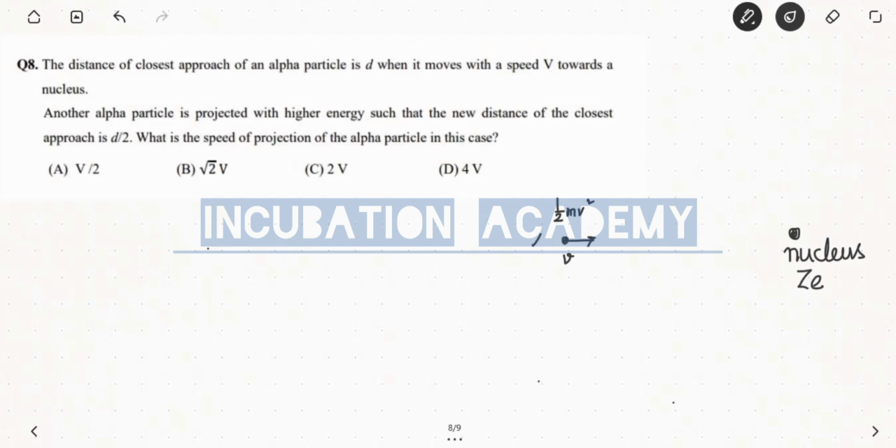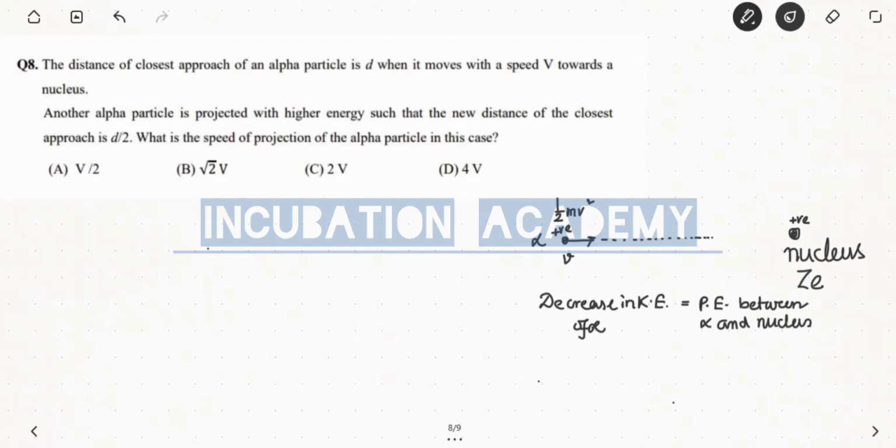Alpha particle is positively charged, and the nucleus is also positively charged. So as the alpha particle in the course of its path comes towards the nucleus, it will feel strong repulsion. So what will happen? Its kinetic energy will decrease. So we can say decrease in KE of the alpha particle, not electron, alpha particle. And that should be equal to the potential energy between alpha and nucleus.